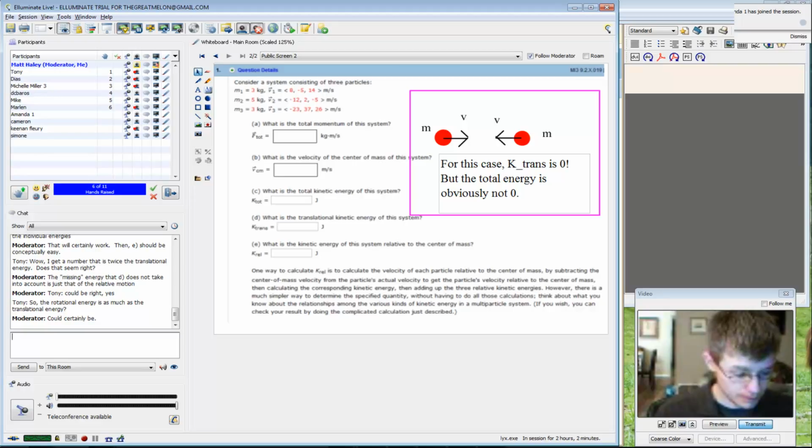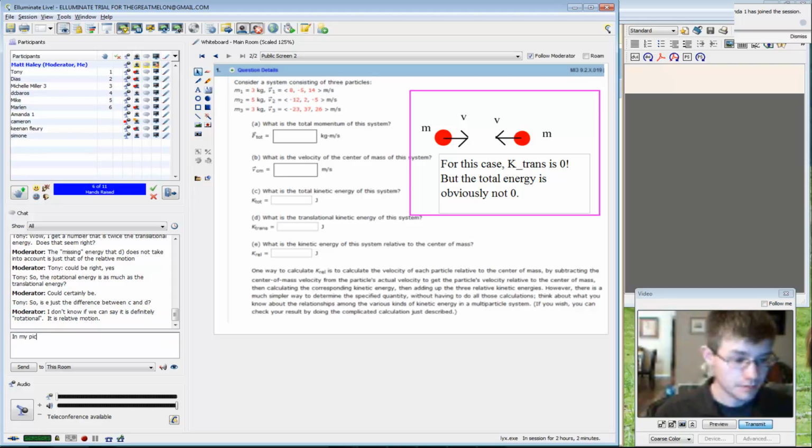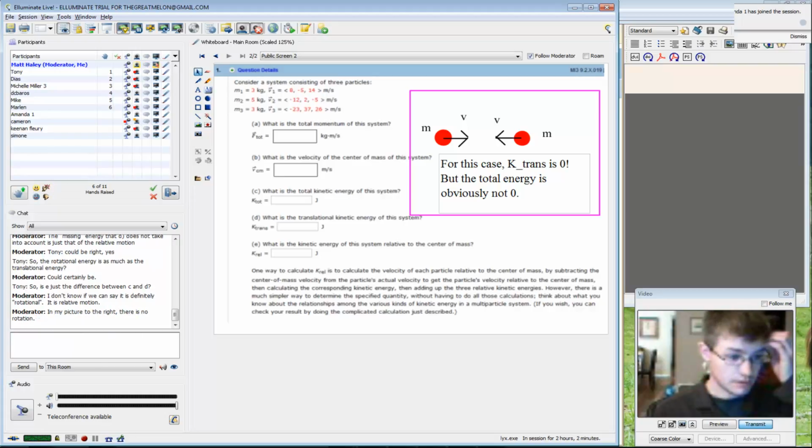So here you saw that I just made a simple diagram to explain that point. I used the drawing tools that you can see to the left of the whiteboard on Elluminate, and drew a simple picture of two equal masses heading towards each other. Of course the center of mass is not moving in that case, so the translational energy is 0, but there's relative motion, so the total energy is not 0.